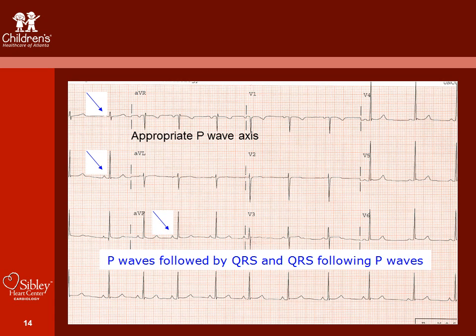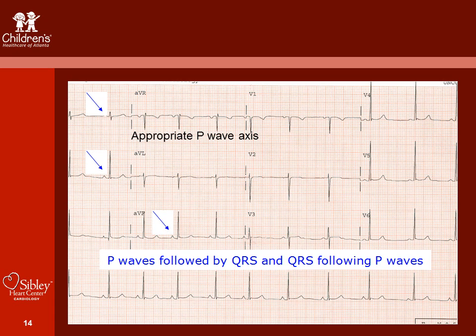So this is an EKG demonstrating normal sinus rhythm. There are a few things that have to be met in order to determine if someone has normal sinus rhythm based on an EKG. You need an appropriate P wave axis, meaning the P wave has to be upright in leads 1, 2, and AVF. In addition, your P wave has to be followed by a QRS complex, and a QRS complex has to follow each P wave. If you meet these criteria, then you can safely say that someone is in normal sinus rhythm.